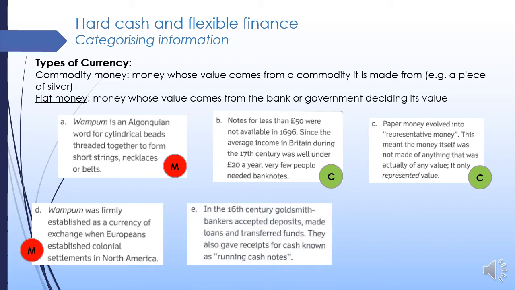In the 16th century, goldsmith bankers accepted deposits, made loans, and transferred funds. They also gave receipts for cash, known as running cash notes. Again, the note you are holding, this is history of credit. The note you're holding is worth nothing in itself. It represents value.